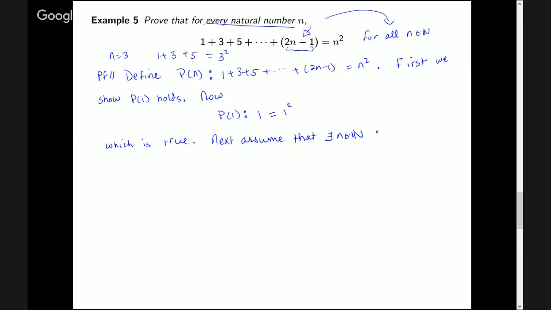So assume there exists an n in the naturals such that P of n is true for n greater than 1. It has to be something bigger than what I showed in the very first step. So assume it's true there. And now we have to verify P of n plus 1.